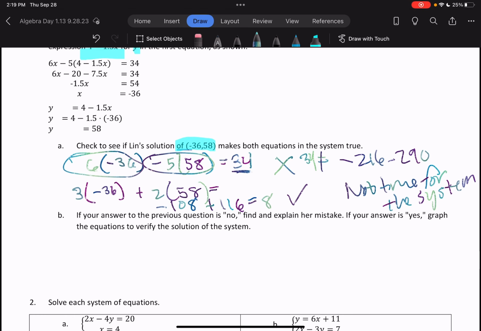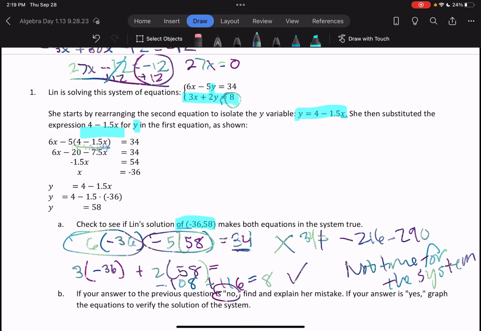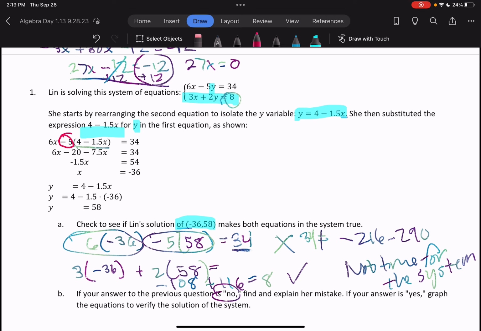So it says if your answer to the previous question is no, which it is, find and explain her mistake. So let's go back up and check her work. She substituted 4 minus 1.5x in for y here. And then we know that the first thing we need to do is distribute negative 5 through the parentheses. So let's see if she did that correctly.